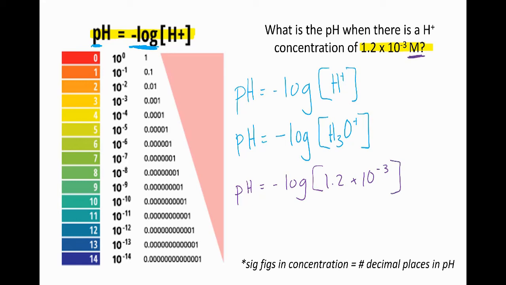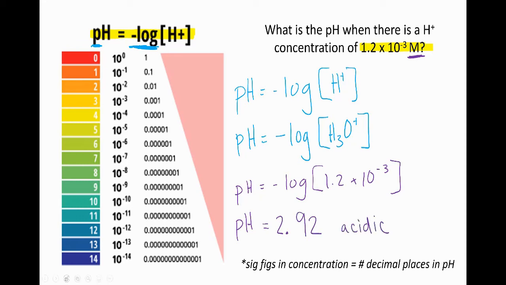So you'll get out your calculator and you'll hit the negative sign, then the log button. Then be careful when you're doing your scientific notation. Either use your E key or your times 10 to the key. So it'll be negative log of 1.2 times 10 to the negative third. And then our pH comes out to be 2.92. So that means that the substance is acidic.